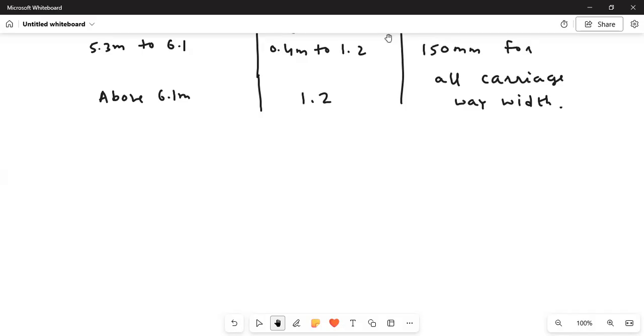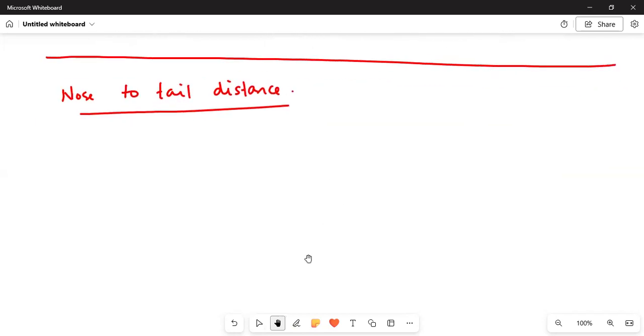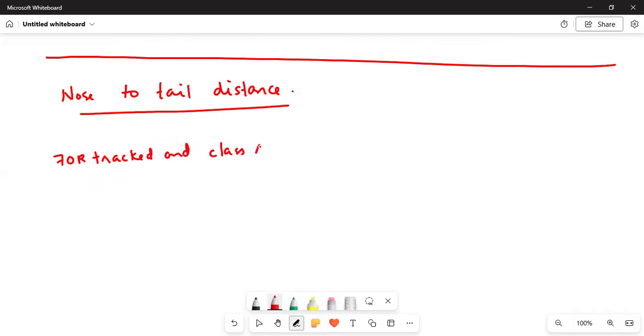Now we'll see nose to tail distance. In case of 70R tracked vehicle and also class AA tracked vehicle, the nose to tail distance is the same.